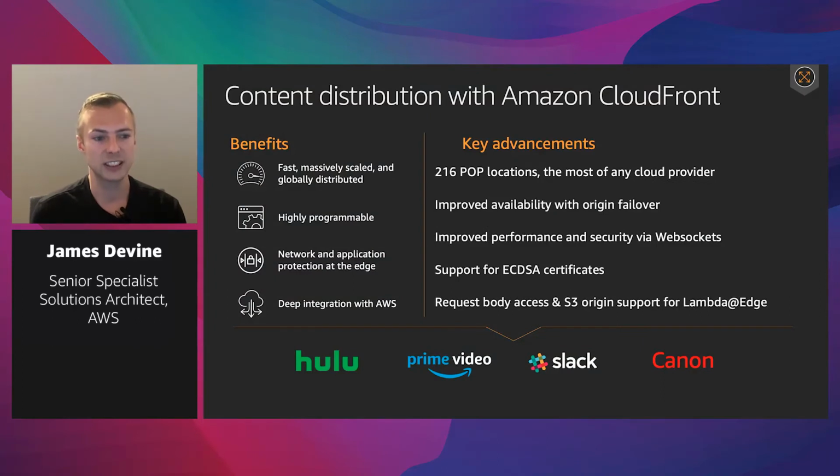Some of the benefits: it's fast, massively scaled, and globally distributed with 216 points of presence around the world. That's more than any other cloud provider. It's highly programmable, so it integrates with our native AWS services and can make use of our edge protections like AWS Shield. So we're able to provide scale, performance, and security at scale.